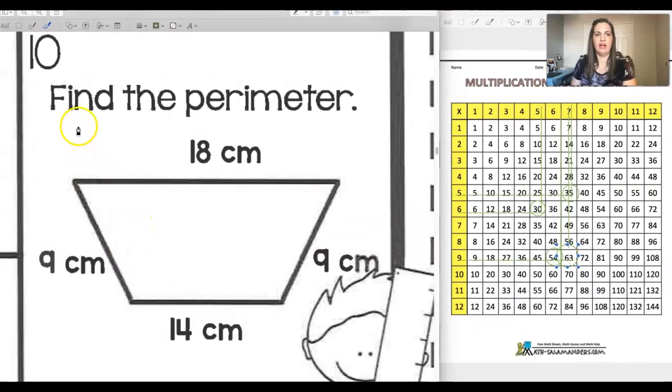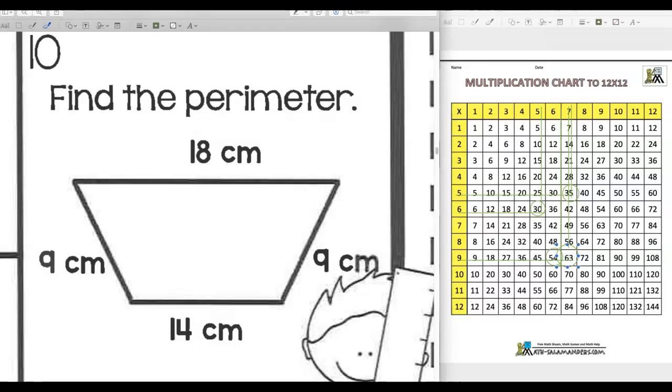Number 10, find the perimeter. You guys know that when you're finding the perimeter of a rectangle or a square, you add up all the sides, but it's also the same with any kind of shape. You're just adding up the sides. Let's watch a short song about perimeter and then we will do it together.